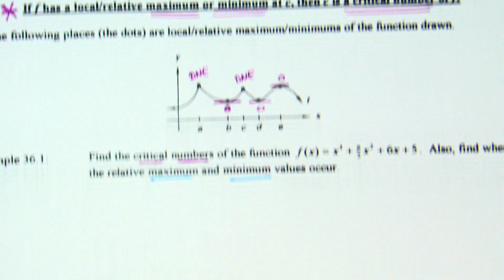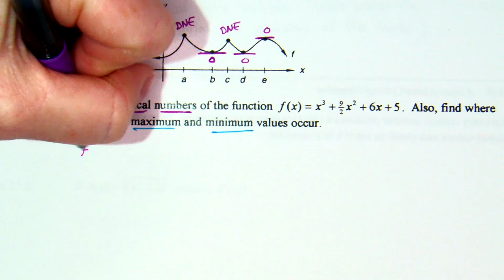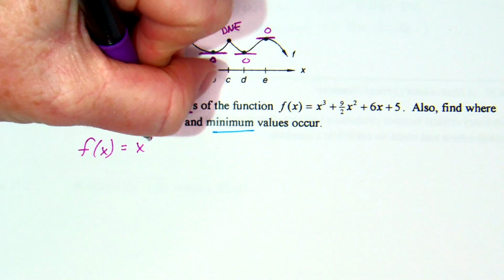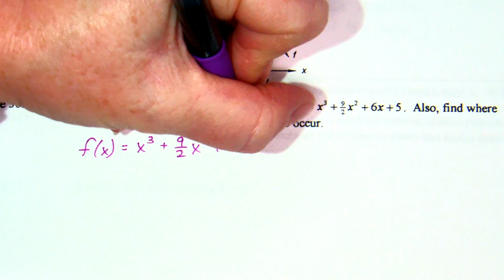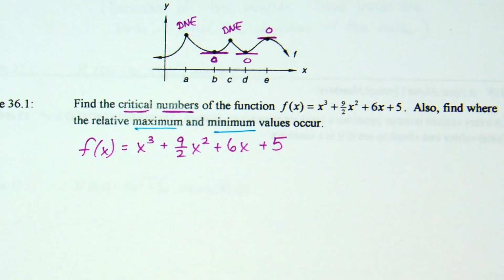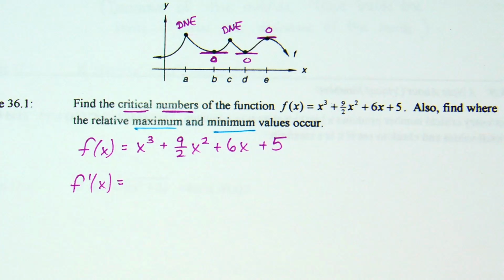Now, good news is, this is an easy thing to find a derivative of. So let me write my equation. F of x equals x cubed plus 9 halves x squared plus 6x plus 5. So, f prime of x. You got all your rules straight in your head? What is the derivative of x cubed?